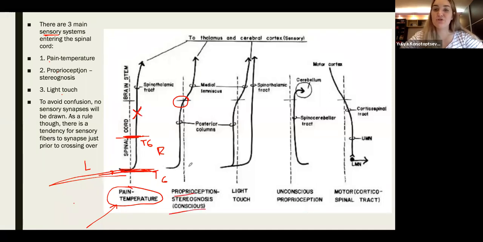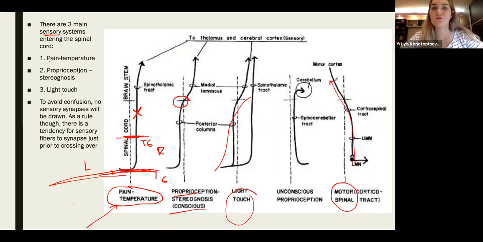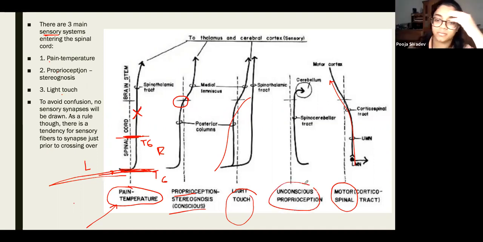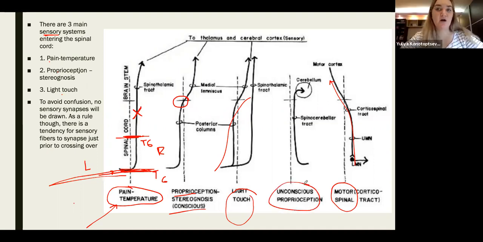Conscious proprioception is always contralateral, right? Light touch, do you see? It switches, it crosses, contralateral. Motor is always contralateral. Which one is the only one which is ipsilateral? It stays on the same side. Unconscious proprioception. Who deals with unconscious proprioception? The cerebellum.